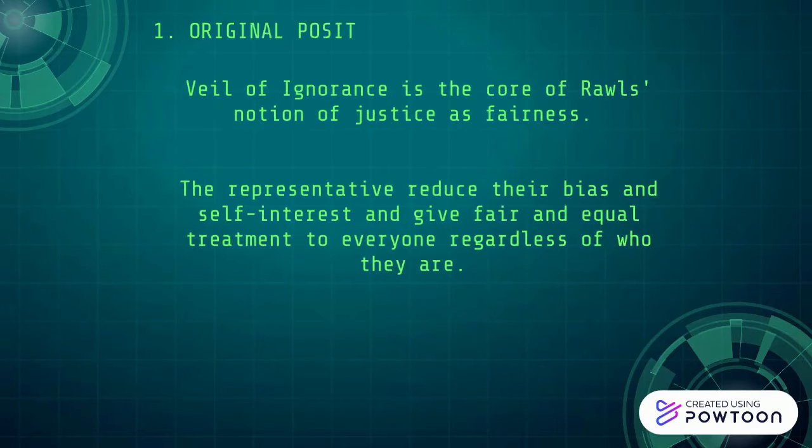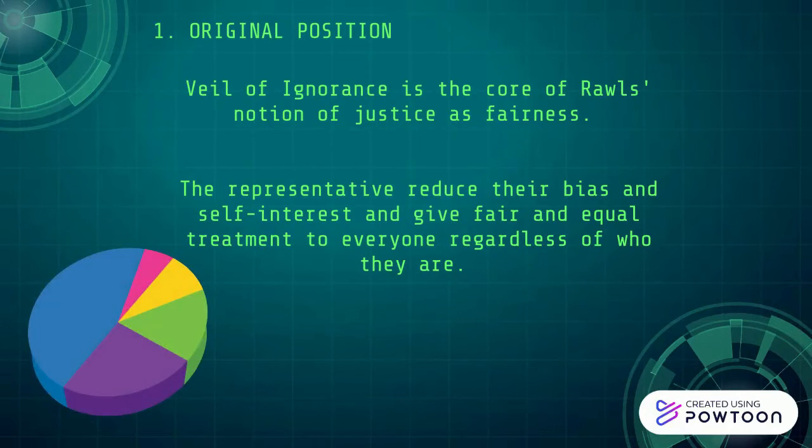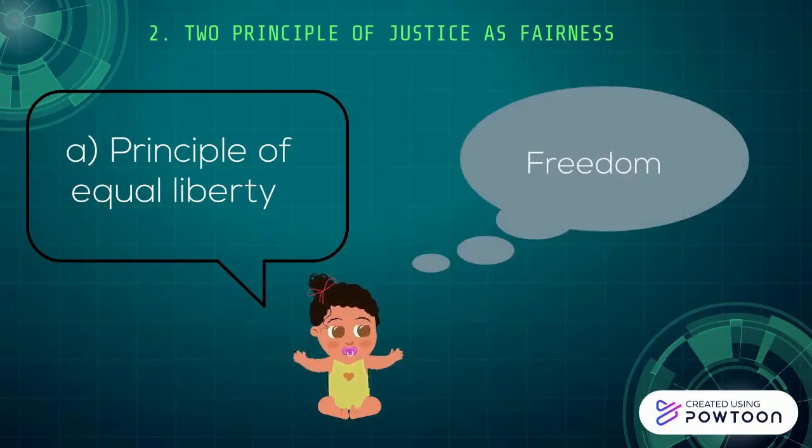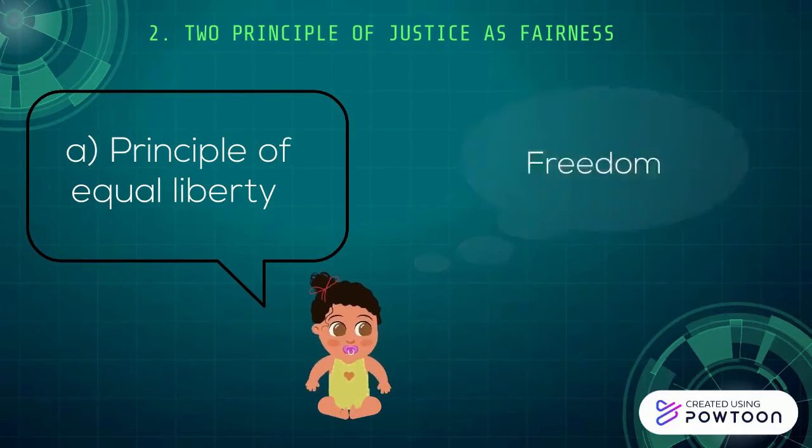So under original positions, the veil of ignorance is basically the core of Rawls' notions of justice and fairness, because by acting in this way, the representative will reduce their bias and self-interest and give fair and equal treatment to everyone regardless of who they are, because they don't know the background of who they are representing. Besides original positions, there are two principles of justice and fairness. First is the principle of equal liberty, where every citizen should have the fundamental rights and liberties such as freedom of speech, freedom of association, and these rights and liberties shall apply to all citizens equally.